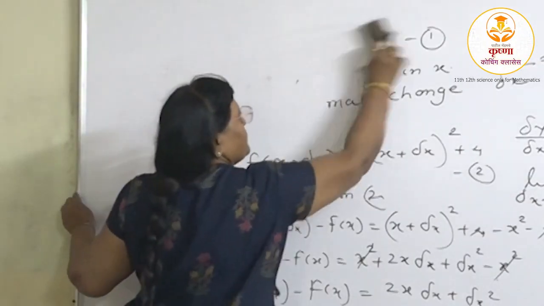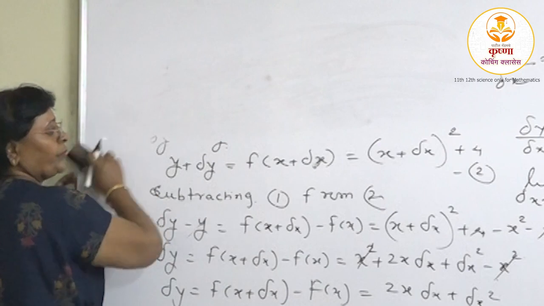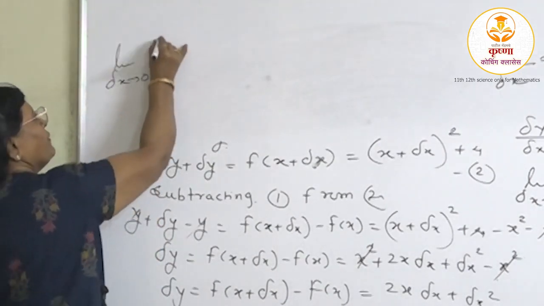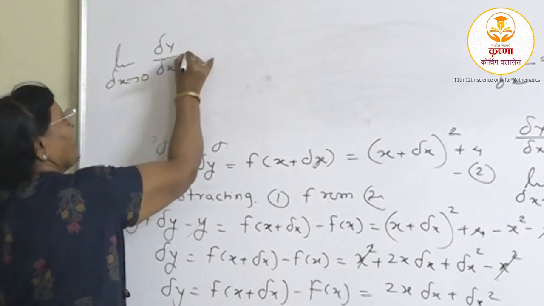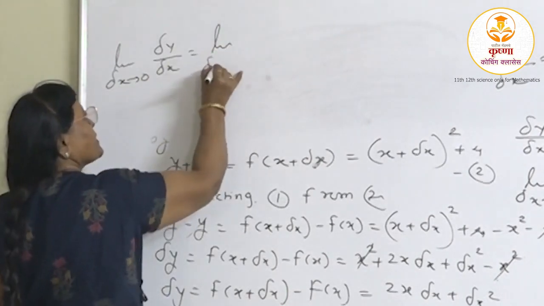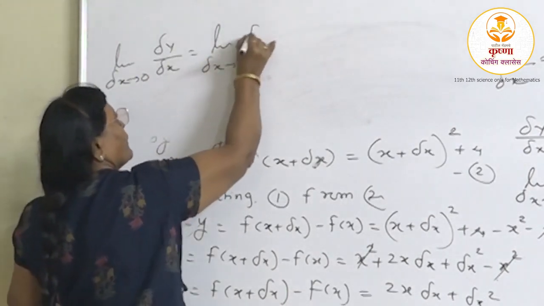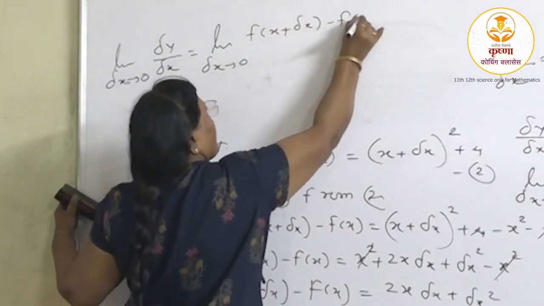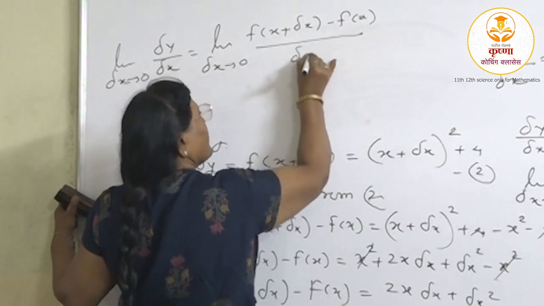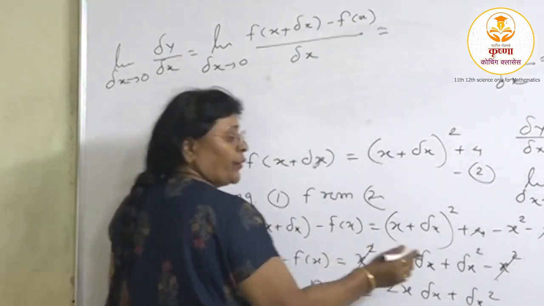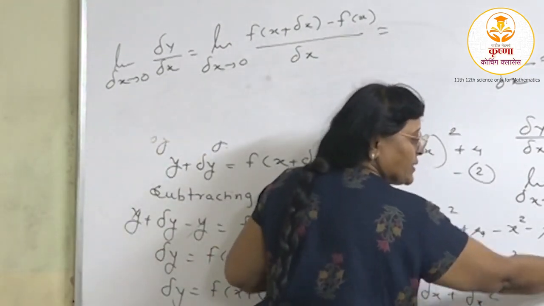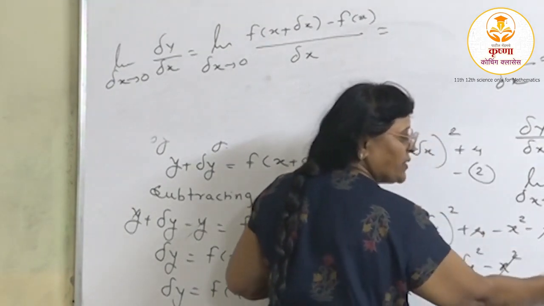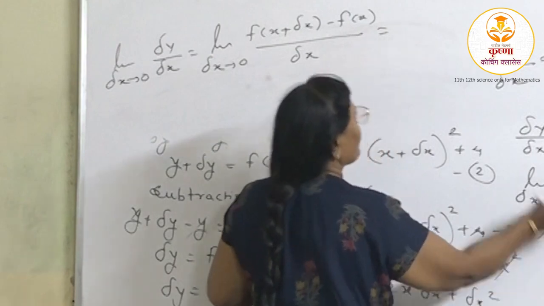Now see, limit del x tends to 0, del y divided by del x is equal to limit del x tends to 0, f of x plus del x minus f of x divided by del x, which is equal to, you have got, this is 2x, this is independent of del x, considered as a constant, and the limit of a constant function is always equal to the constant.